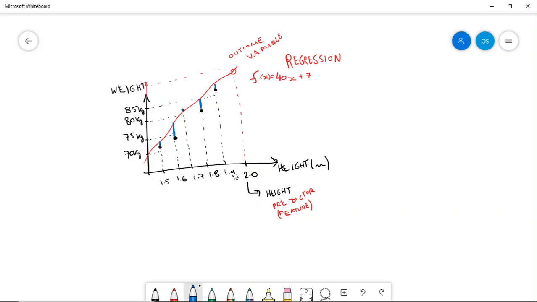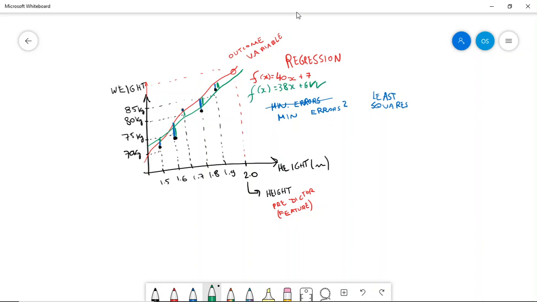Then you calculate the error. In this case, the error is green. There is some error here. The error is smaller. The error is almost the same, it seems, because of this point. Well, it's hard to say by eye, but let's suppose that the sum of the errors squared for the green line is smaller than for the red line. So it means that the green model, this function f(x) = 38x plus 6, let's say, better fits the data and better describes the relationship between the outcome and the predictors, the input features. So this is the context of your assignment.